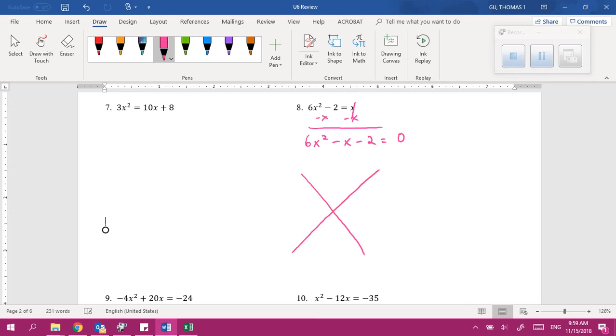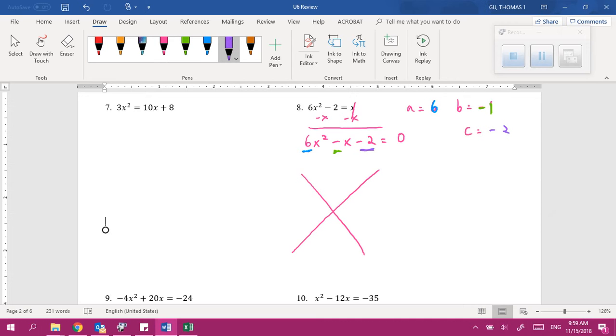So to do the x box, you need to label A, B, and C. What is A? 6. What is B? Negative 1. Look, B is right here, that negative 1. A, I'm going to put in blue, 6 right here. And what is C? Negative 2. C is negative 2, that's right.